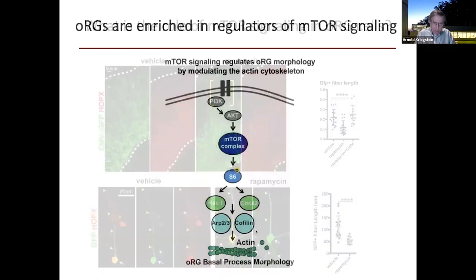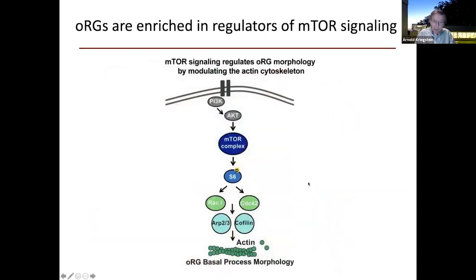So just to make a long story short, the mTOR signaling pathway is ubiquitous in many cell types and very important for growth, but is also important for cytoskeletal features. And it turns out in the outer radial glial cells, the mTOR complex is especially related to basal process morphology, and we think has a role in cortical expansion as well as neuronal migration.